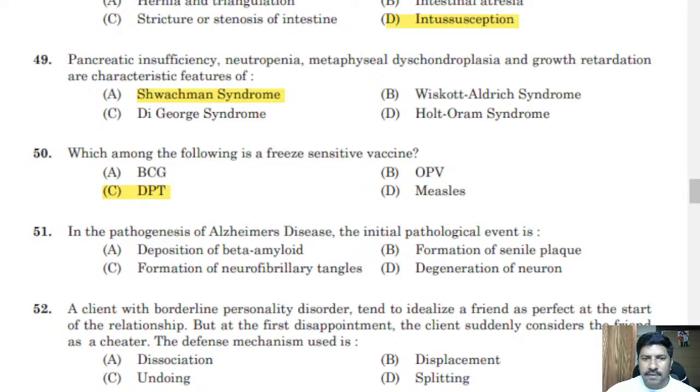Then 51st question. A client with borderline personality disorder tends to idealize a friend as perfect at the start of the relationship, but at the first disappointment, the client suddenly considers the friend a cheater. The defense mechanism used is? Correct answer is option A, that is dissociation.